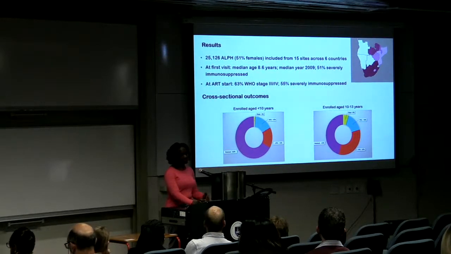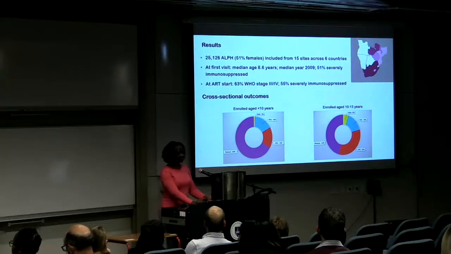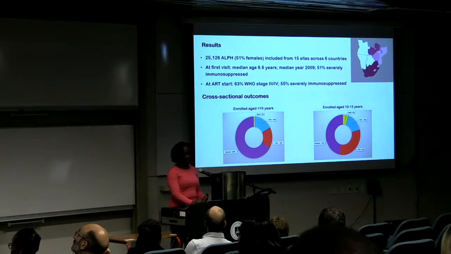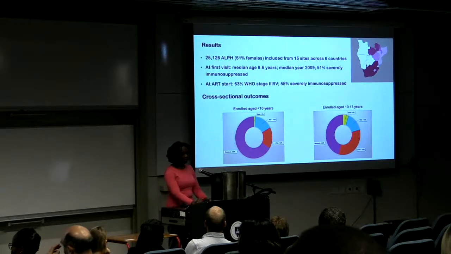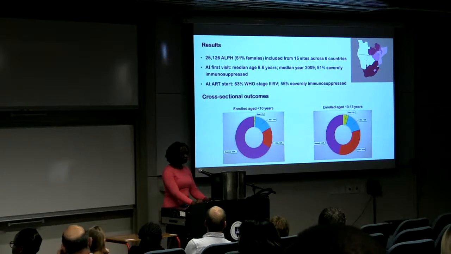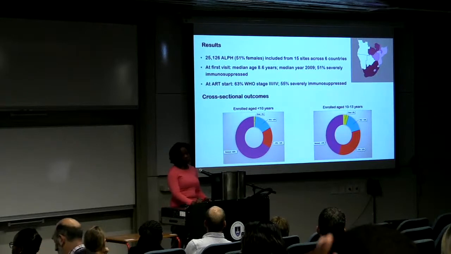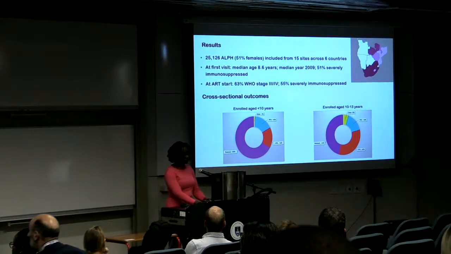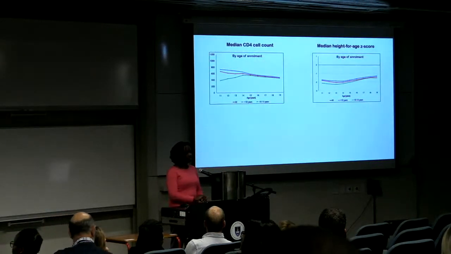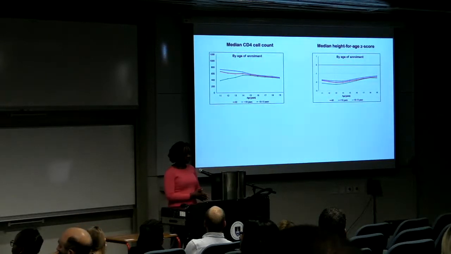And then cross-sectionally at database closure, those were the outcomes, with the purple segment of that donut showing retention. And as you can see, about two-thirds of those that enrolled before the age of 10 were classified as still being actively in care at database closure, compared to just under half of those that enrolled into care at an older age. And then looking at loss to follow-up, the red segment, about 16% of those that had enrolled before the age of 10 had been lost to follow-up, compared to about a third of those that enrolled during adolescence.